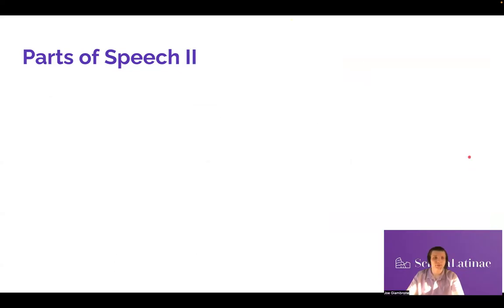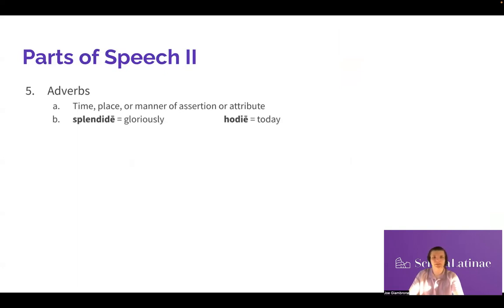Our next four, starting off, we have adverbs, and adverbs are similar to adjectives in that they describe things. However, they mainly describe verbs, as the name suggests, but also adjectives and other adverbs, generally in the manner, but also time and place that something is happening. So you could say something is happening splendide, which is gloriously, or that, I went to lunch today with friends, hodie.